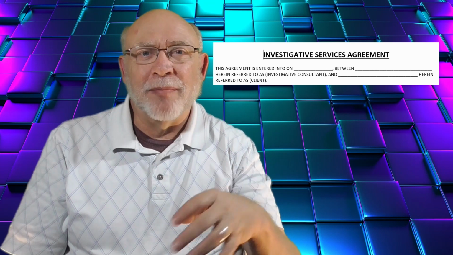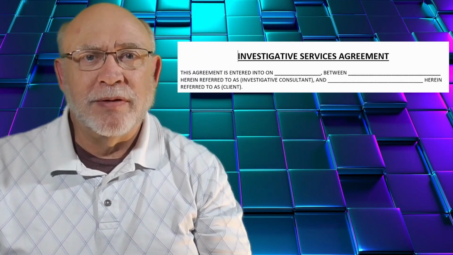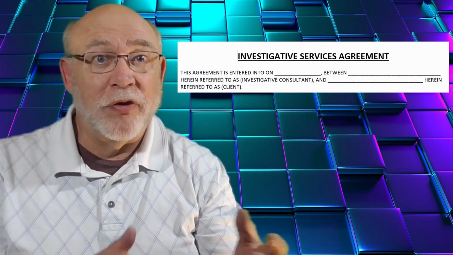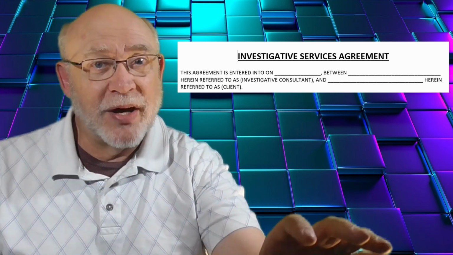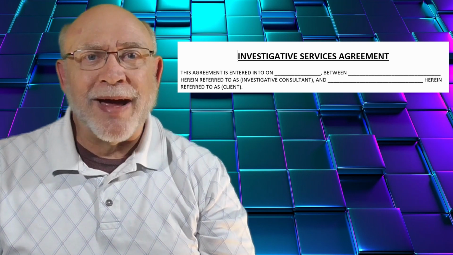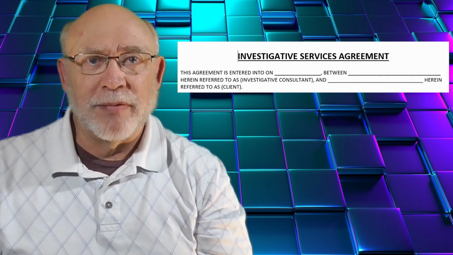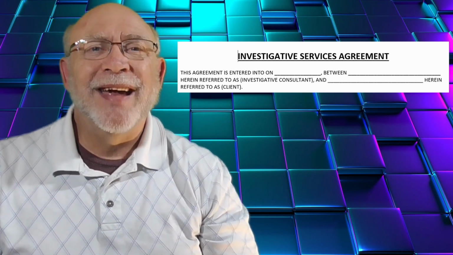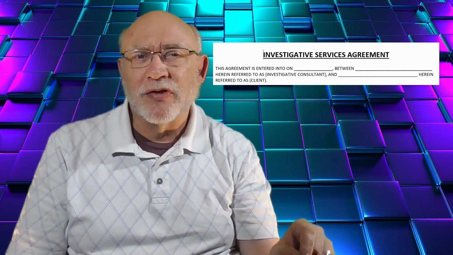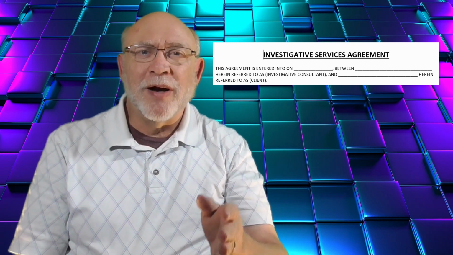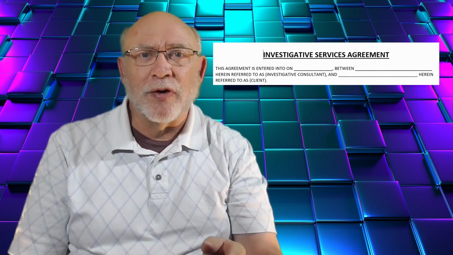The next line might read, "This agreement is entered into on this date by and between your company," and your company's address, "herein referred to as investigative consultant," and your client's name and address, herein referred to as client. Note the references investigative consultant and client. Throughout the contract, you should always reference the parties by these referenced names. If you are referencing both parties, you can simply state the parties.